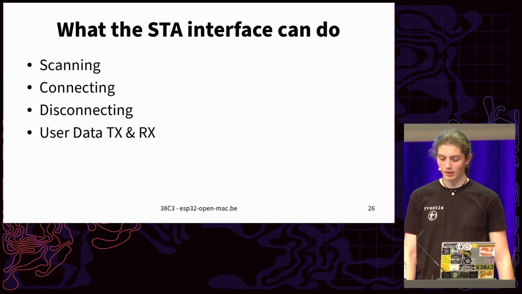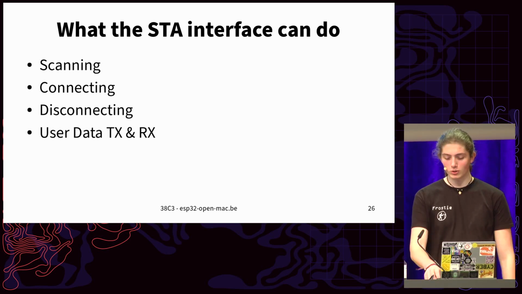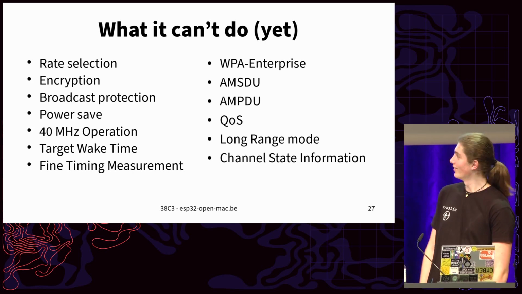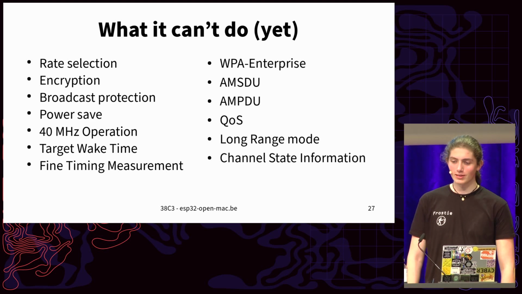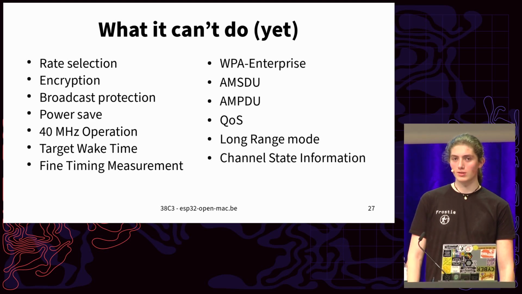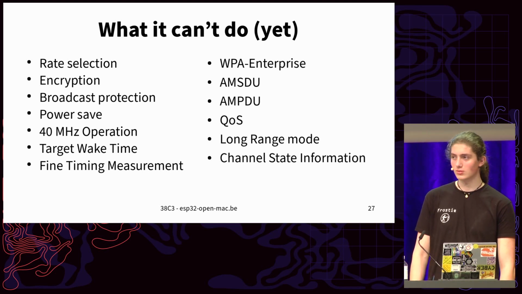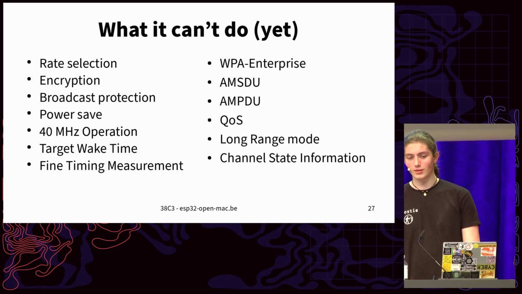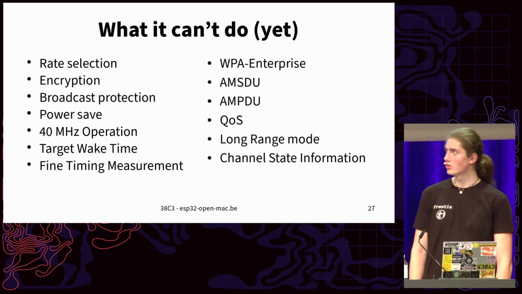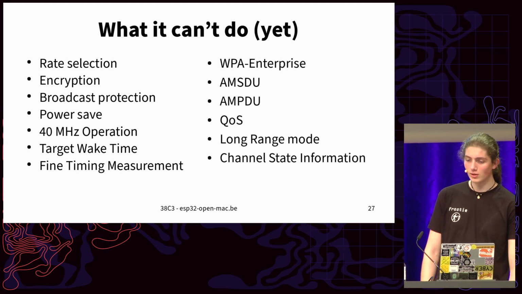And compared to the proprietary stack, what we can't do yet. We can't do rate selection, for example, which means that we will always transmit at the same rate. Currently, it's fixed at 9 megabits per second because rate selection algorithms are actually quite the rabbit hole. And we might port over the Minstrel HT algorithm, which is used by the Linux kernel.